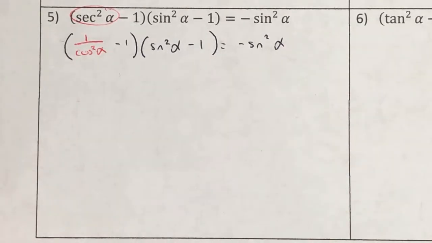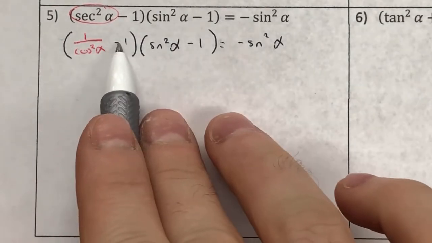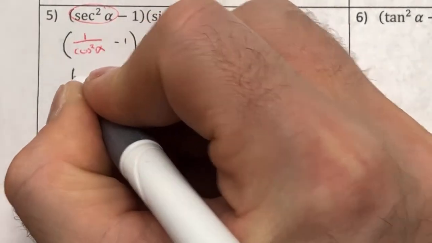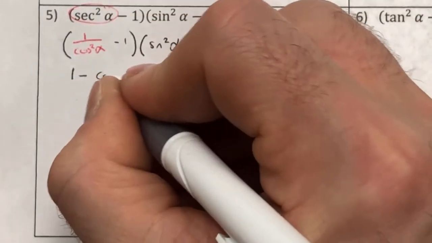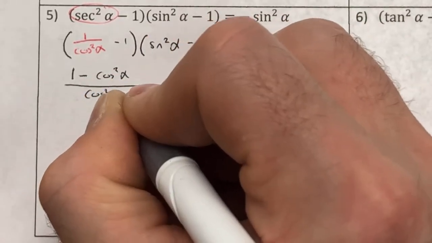So I see that I have a fraction right here, so I'm going to try and get that taken care of. I'm going to go ahead and multiply top and bottom by the cosine squared of alpha. So I have 1 minus cosine squared of alpha. So they're both over the cosine squared of alpha.